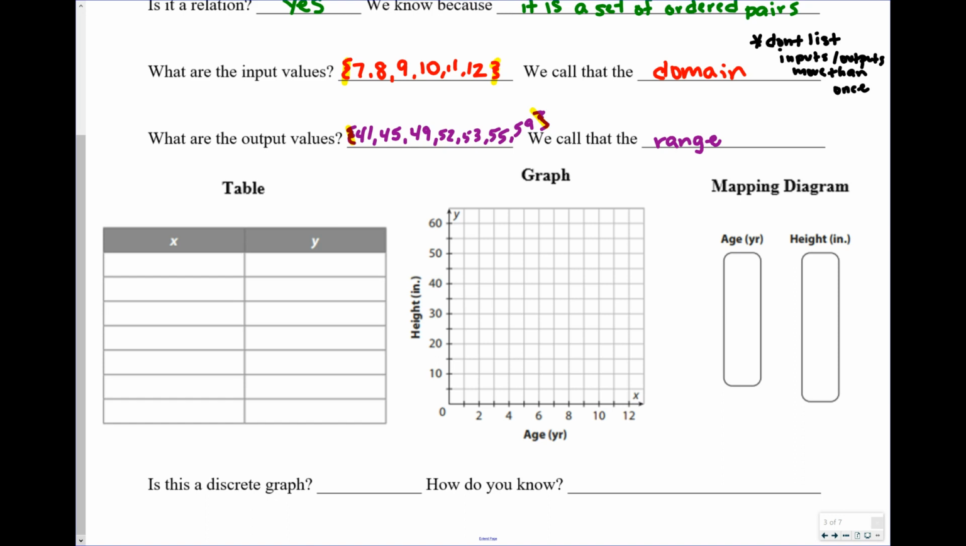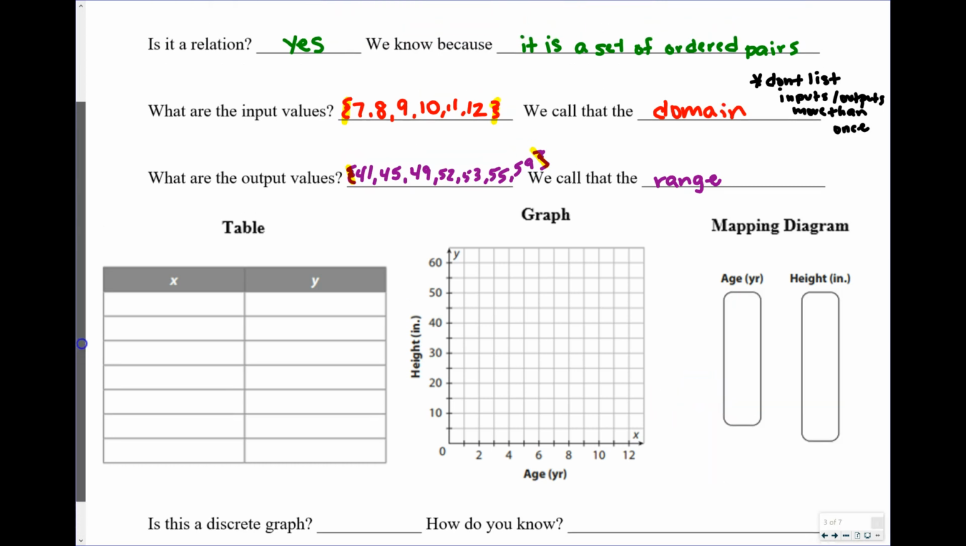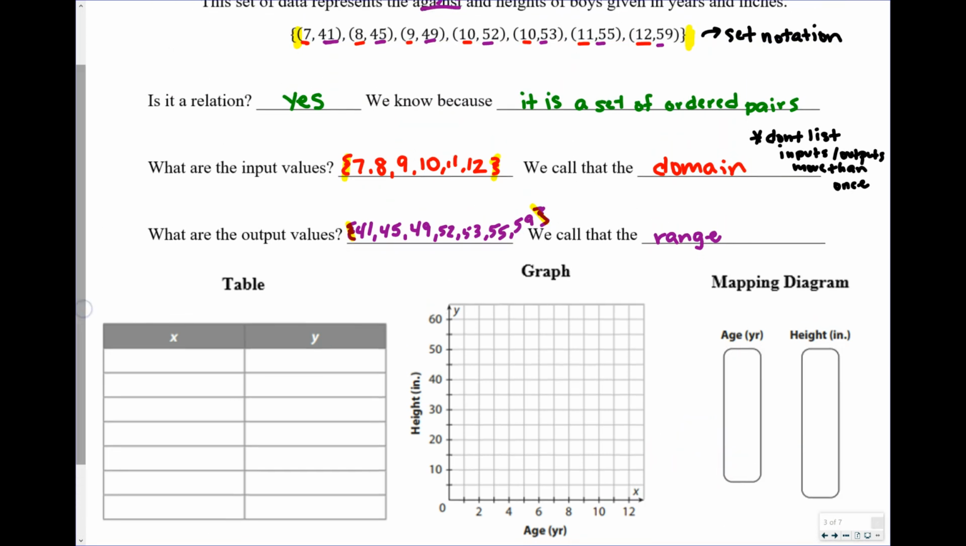So what does this look like visually? Well, we've got 3 different ways to visually show a relation. Okay, we've got a table, a graph, and a mapping diagram. You all should know how to take coordinate pairs and put them in a table. Like, for real. I feel like that's something we should know. But if you don't, that's okay. I'm going to remind you again.